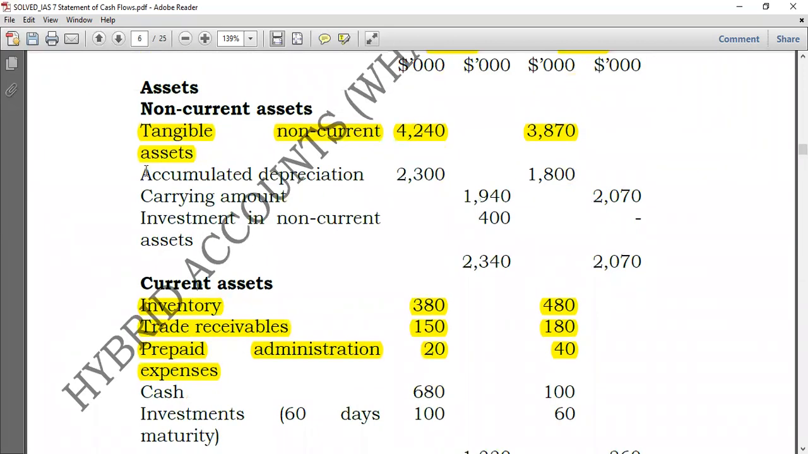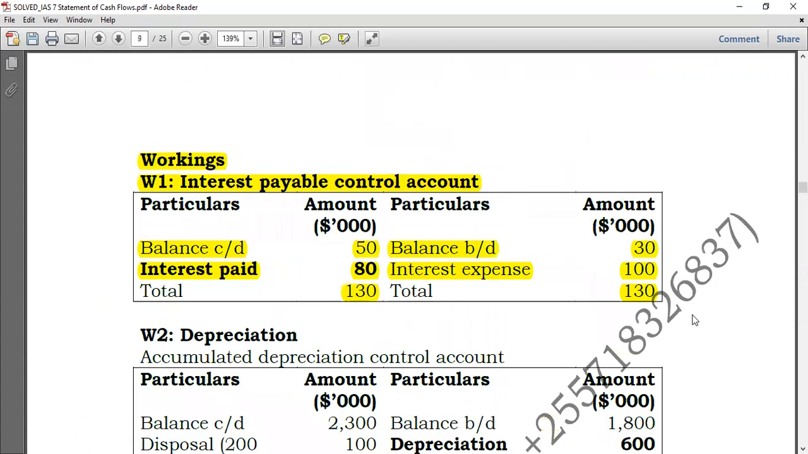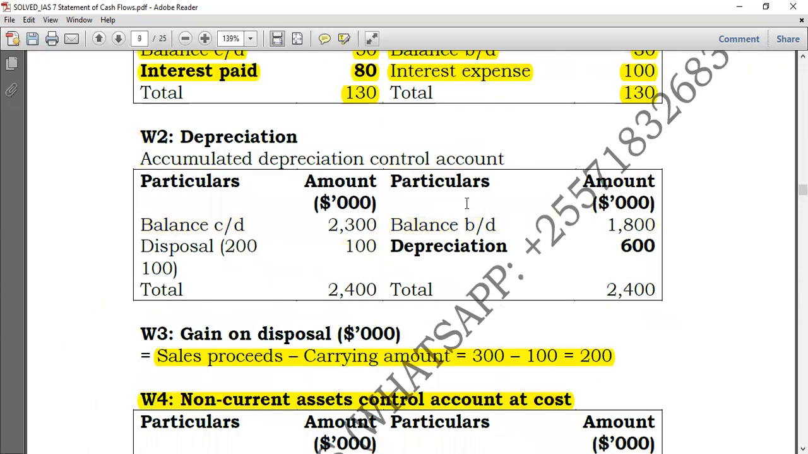Here, we are given accumulated depreciation from 1800 to 2300. So you need to exploit that, all right? This carrying amount is just a difference, so it's nothing much, so you can just ignore it now. So let's go and open an accumulated depreciation control account. Here we are. We need depreciation, but this is an accumulated depreciation control account.